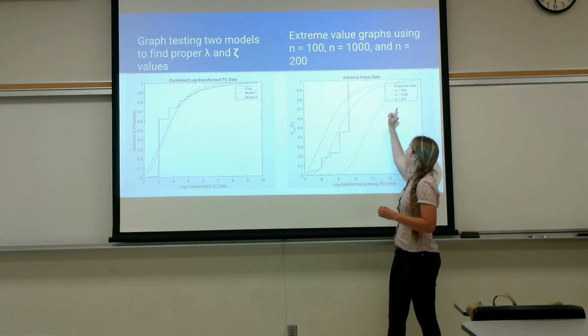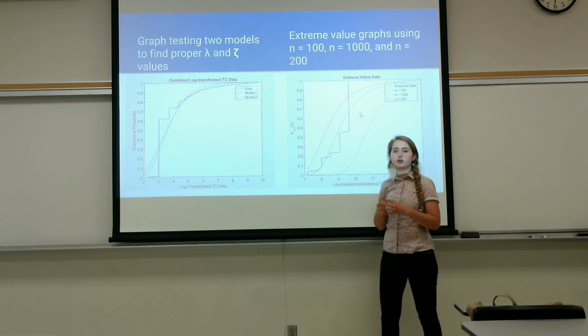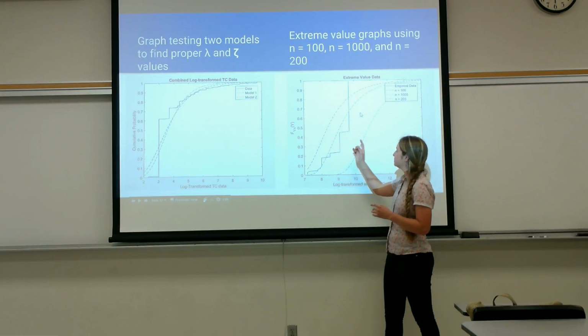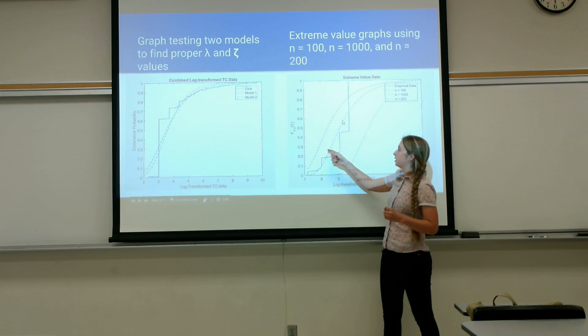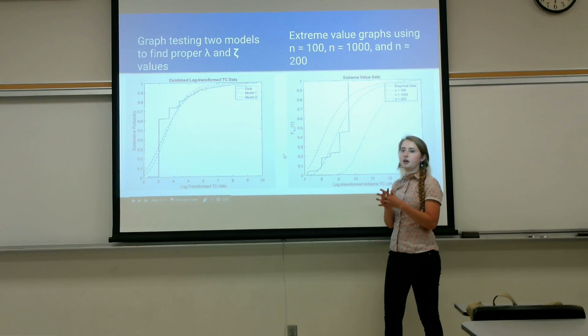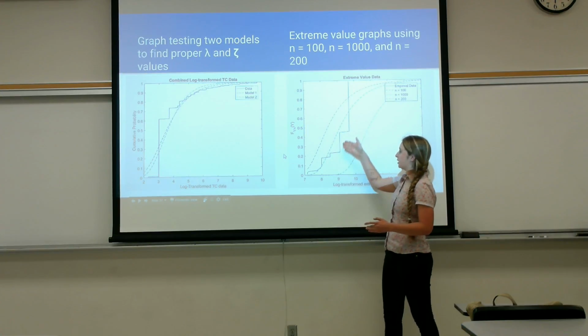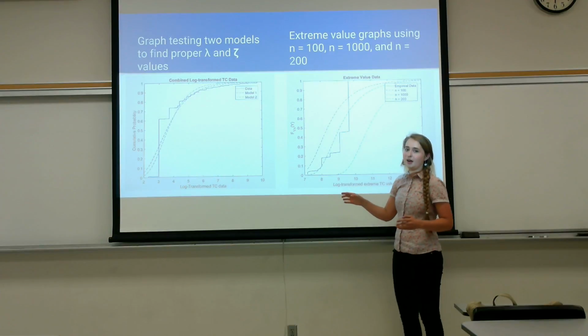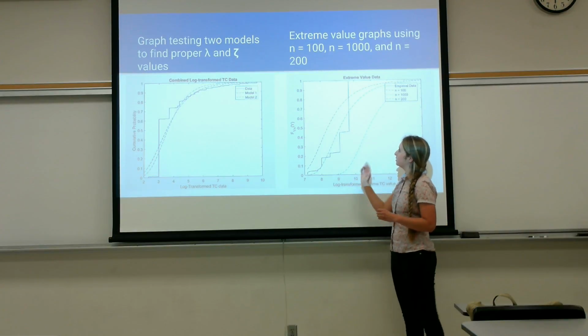And we found that varying the n value varies the graph. So first we started with n equals 100 samples, and then we went with n equals 1,000 samples, and then we found the perfect graph, which was n equals 200 samples. And using this graph, we can analyze the data further.